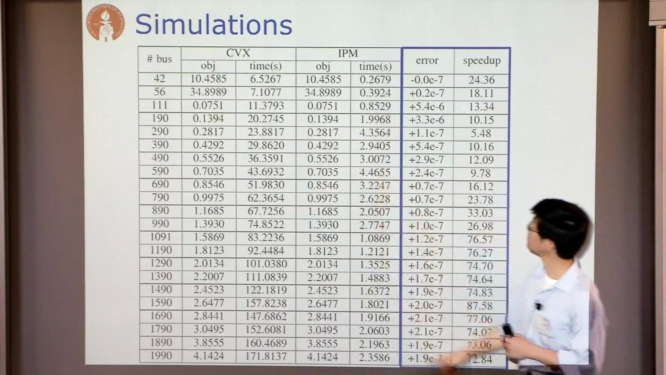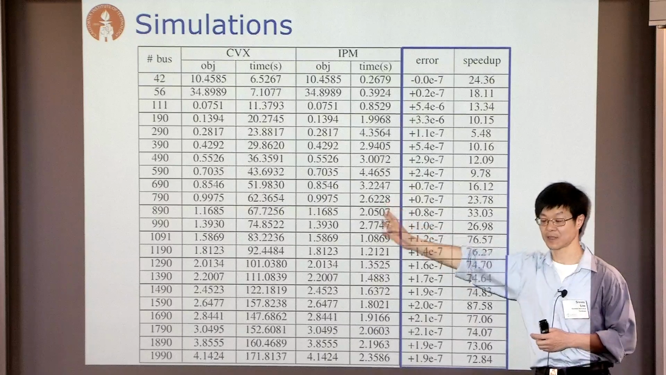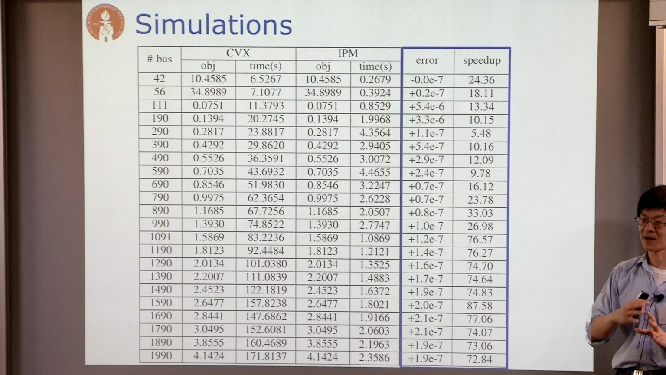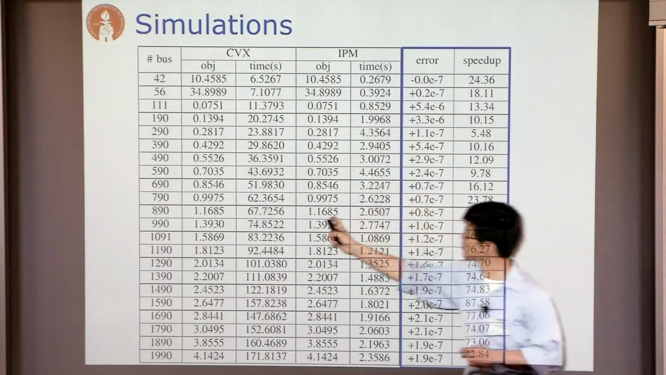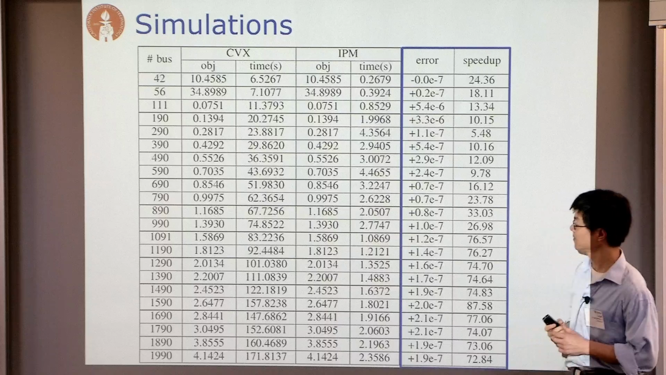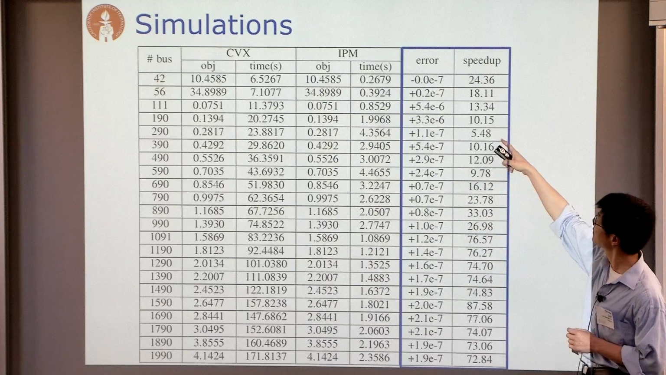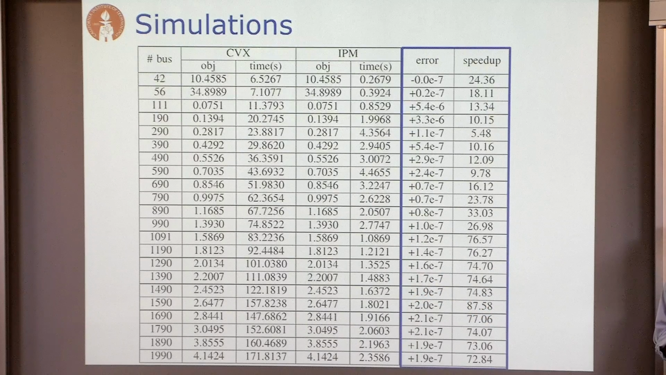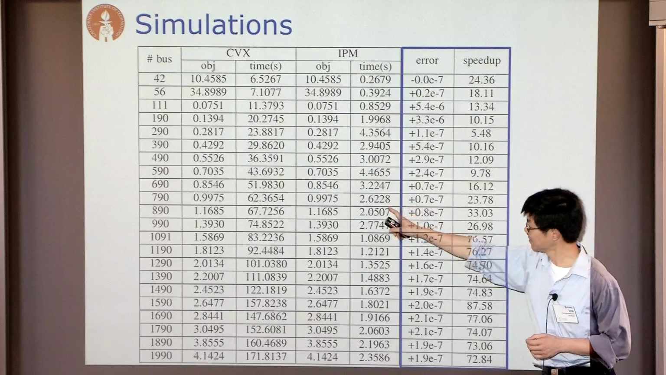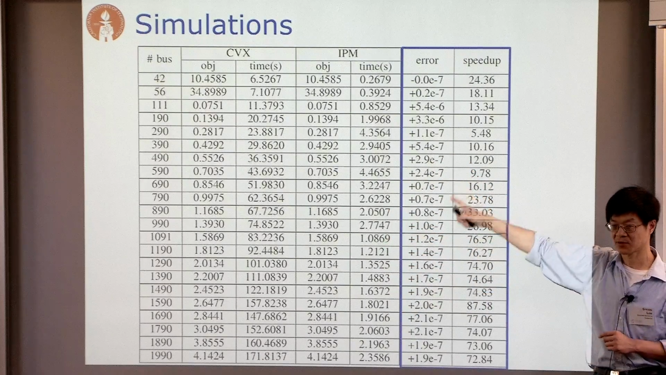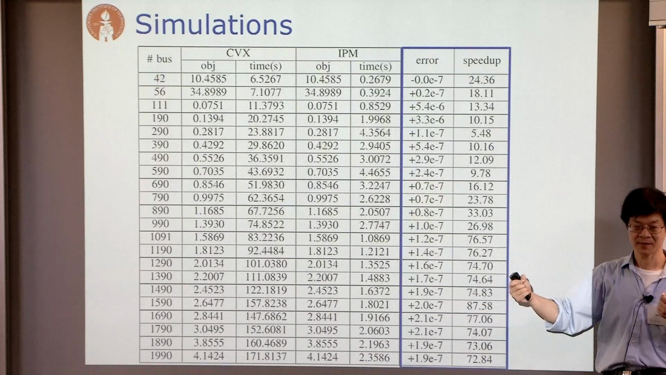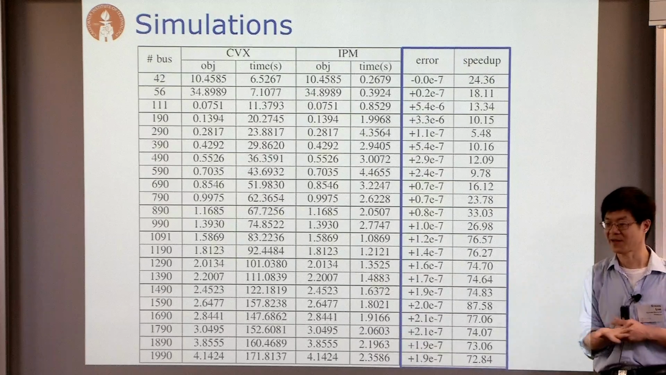The objective function and the computational times, but this is not MATLAB. This is his own code, so it's faster. Just get out of MATLAB. The error is the difference between the objective value, so it's essentially 0, and then the speed up is significant if the network is large. Even though the online algorithm achieves essentially the same objective function, the solutions can actually be quite different. So it means that it's very flat.